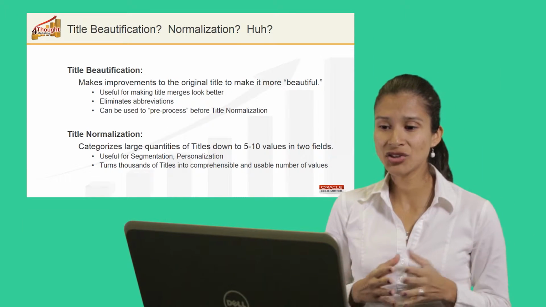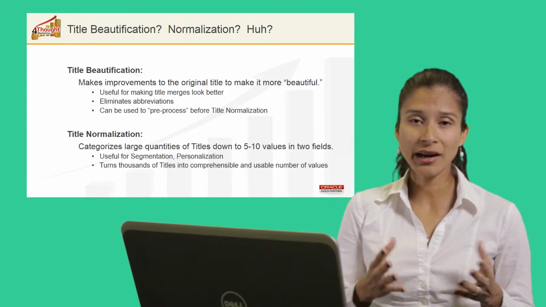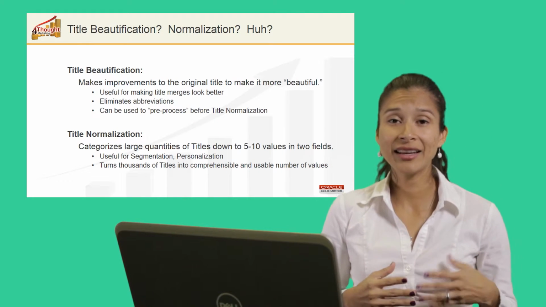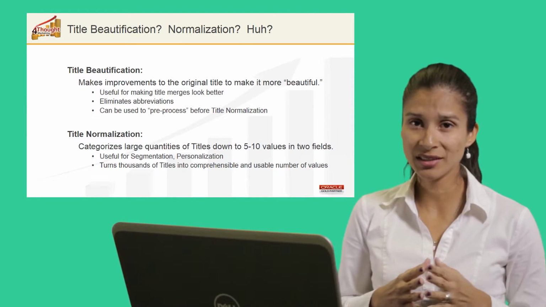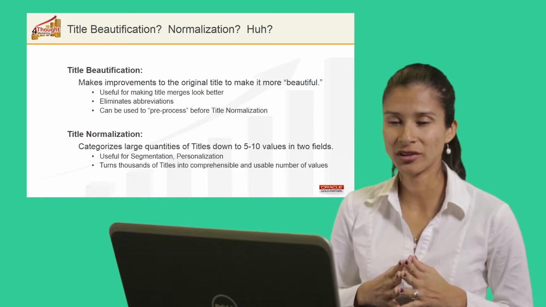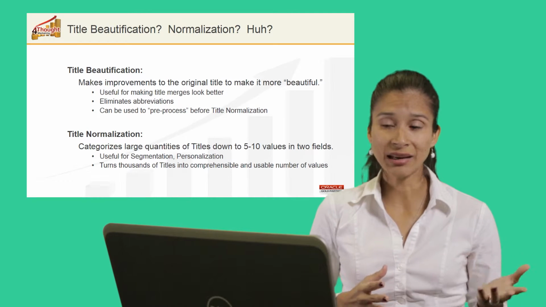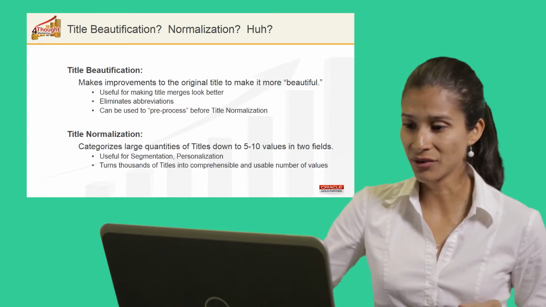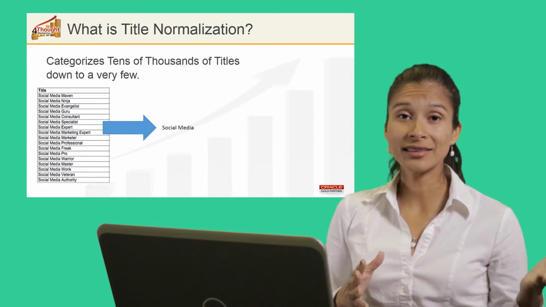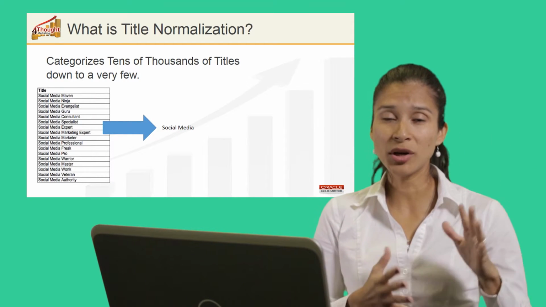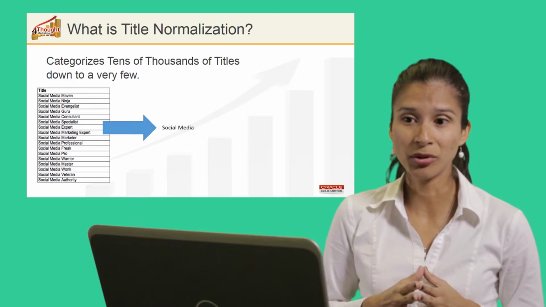So beautification is useful for making title field merges and also eliminating abbreviations, and it can even be used as a pre-process to start your job title normalization. Job title normalization, on the other hand, is useful for segmentation and personalization of your emails. In the next example, we have a list of social media titles, which can all be grouped into social media, for example, as a job role.